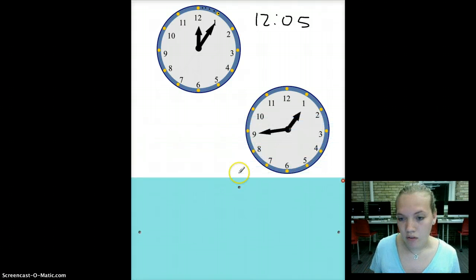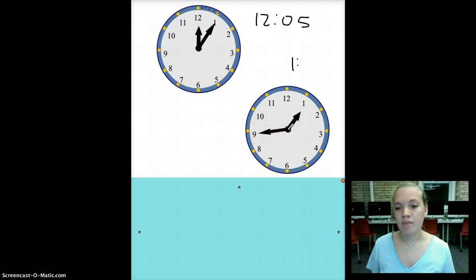Here, we can see the hour hand is pointing straight at the 1, so we know the hour is 1. And the minute hand is over here pointing towards the 9. But remember, this doesn't mean that it's 1:09 because we have to count our 5s. So we say 5, 10, 15, 20, 25, 30, 35, 40, 45. So this is 1:45.